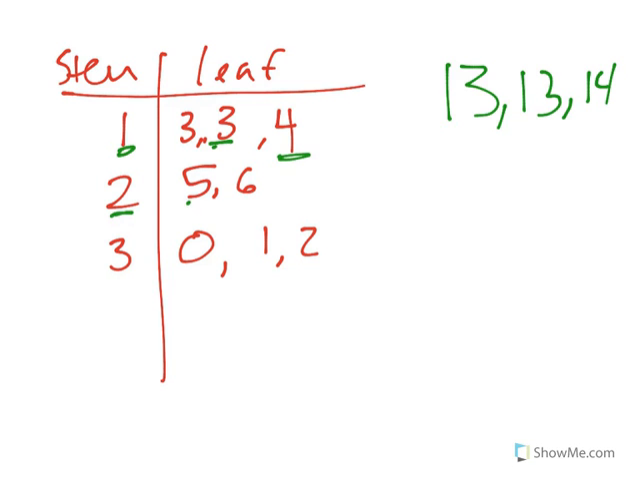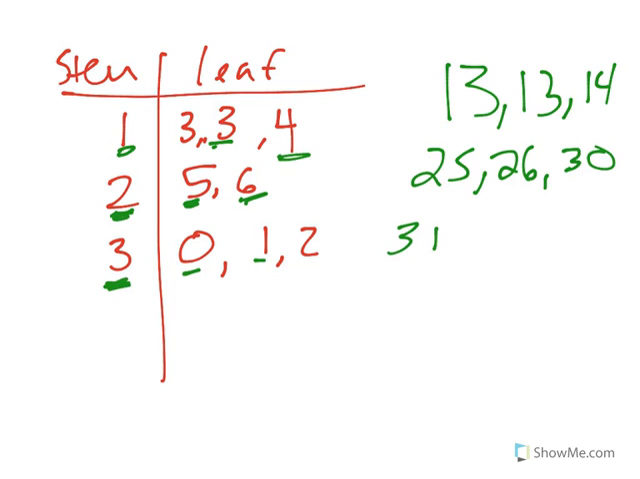So this one's stem is 2, so it would be 25, 26, 30, 31, 32. So those are the numbers from that stem and leaf plot.